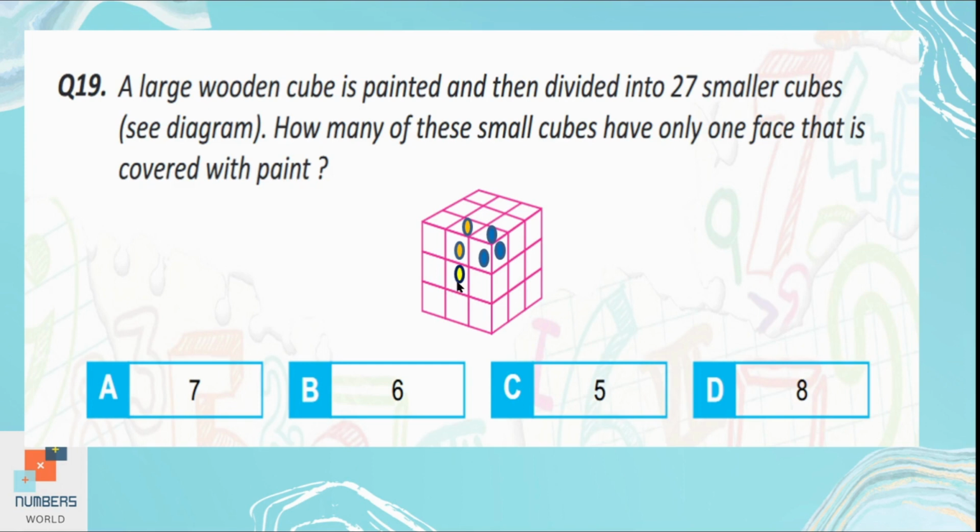As the large wooden cube has 6 sides, there will be 6 cubes in the center of each side whose only one face will be covered with the paint. So option B is the correct one. There are 6 such small cubes whose one face will be covered with the paint.